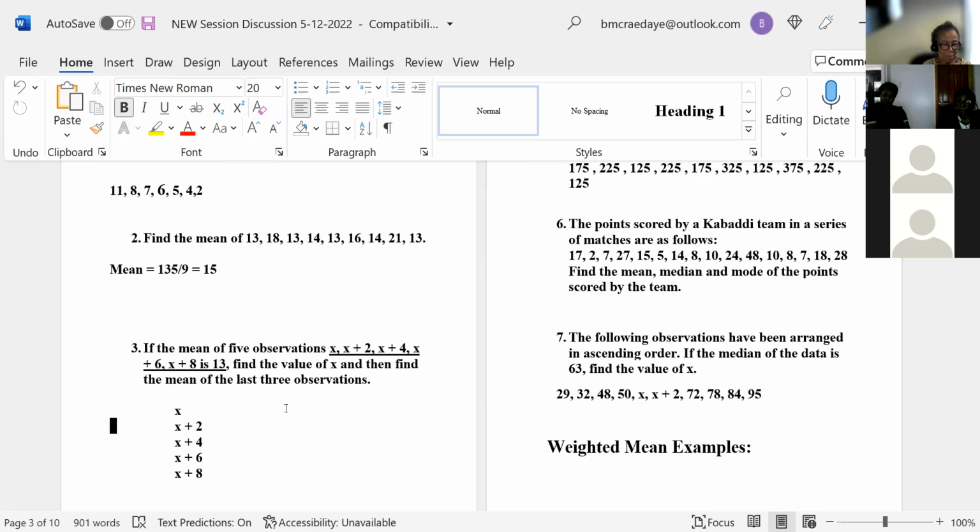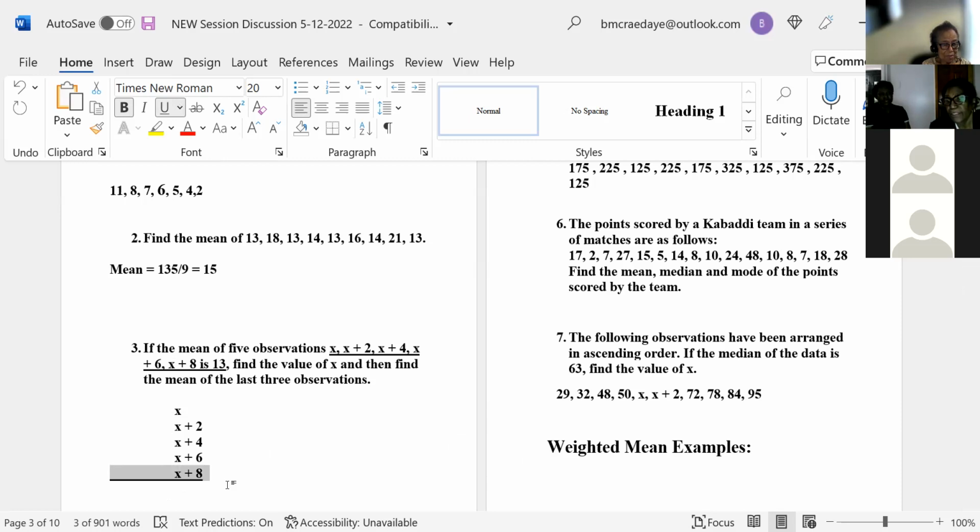I want to understand the question properly. When it says if the mean of 5 observations, you have a comma, and those x, x plus 2, x plus 4, those are the observations. This is observation 1, 2, 3, 4, 5. Even with numbers, you add them up and divide by 5, right? So add these up and divide by 5.